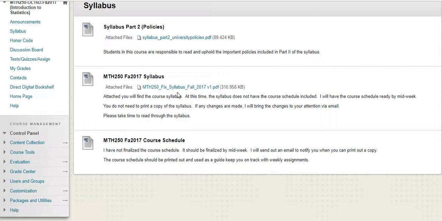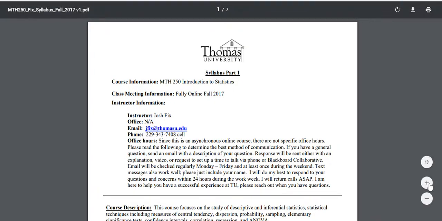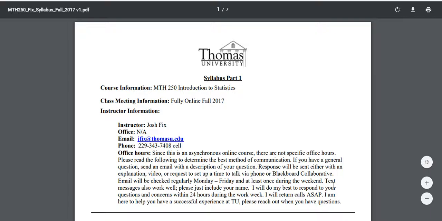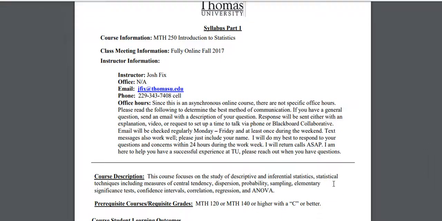Our syllabus, however, is not something you need to print out, so let's take a look at it. I'd like you to come back here and read through it again at another time, so that you become familiar with some of the statements and rules that are in place. So my name is Josh Fix. My email address is right there. There's my cell phone number. You're welcome to text me.